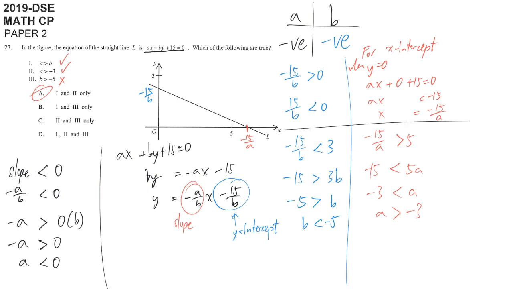Even though it's a little bit risky, if you realize that the third one must be wrong, then you can choose A directly. But if time allows, you should check all three statements to get a more secure answer.